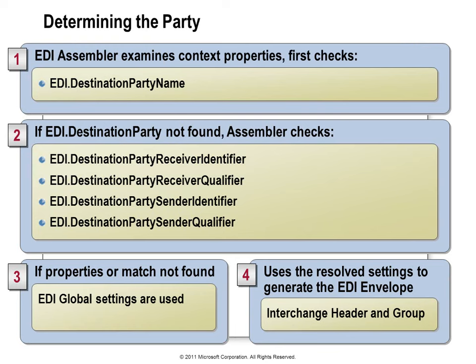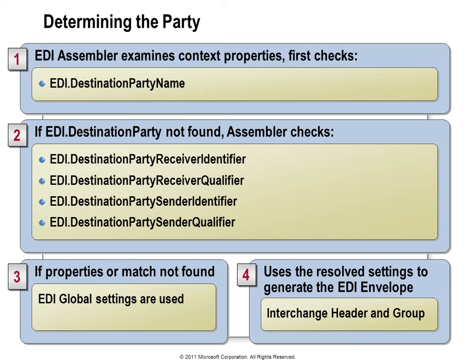In order to get all of the values and all the configuration that the EDI assembler needs, it'll need to go and look up the party and find the appropriate configuration. Now, the first place it's going to look is in the message context properties for the EDI destination party name. If it doesn't find a party there, it will then go and look at the 4 properties for the destination party: receiver identifier and qualifier, and the sender identifier and qualifier. So if it can find those pairs of information to identify the sender and receiver, it can use that to go find the appropriate agreement in the configuration.